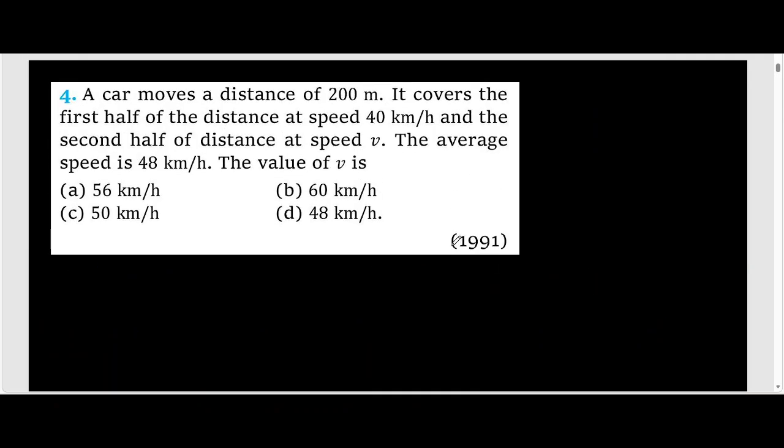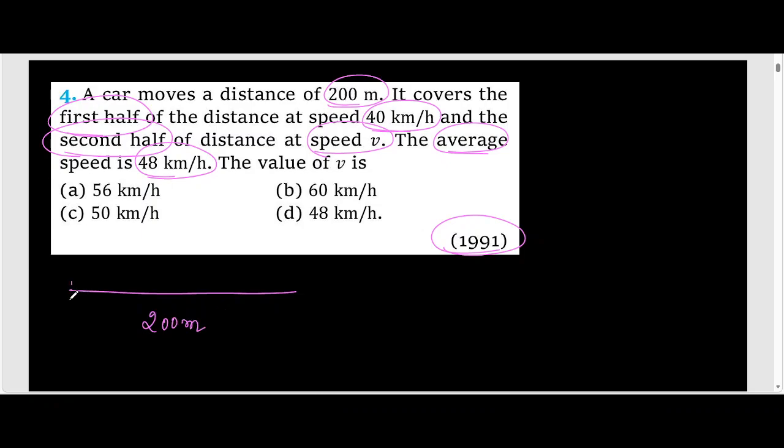Now see this question which was asked in 1991. A car moves a distance of 200 meters. It covers the first half with a speed of 40 km per hour and the second half with a speed of V. For the entire journey, what is the average speed? It is 48 kilometers per hour. So the total distance is 200 meters.